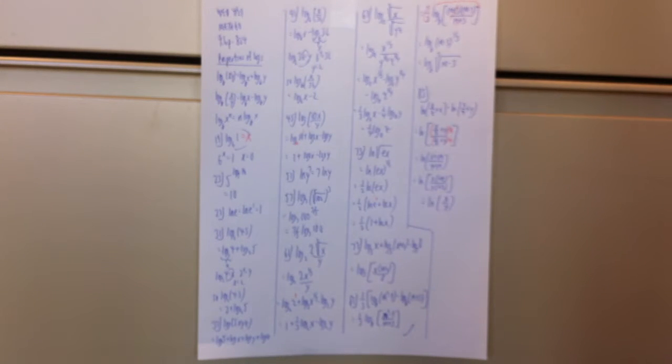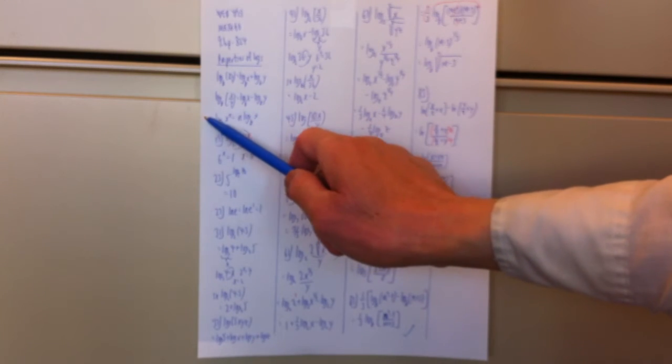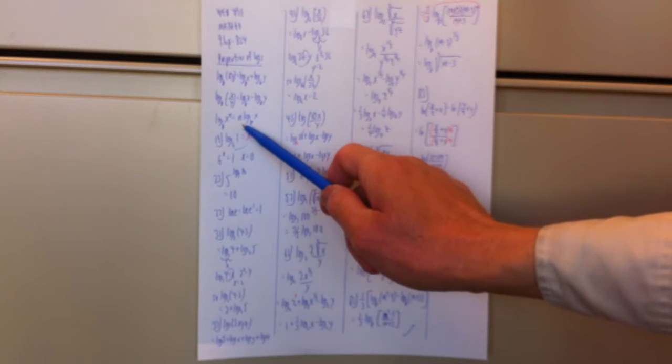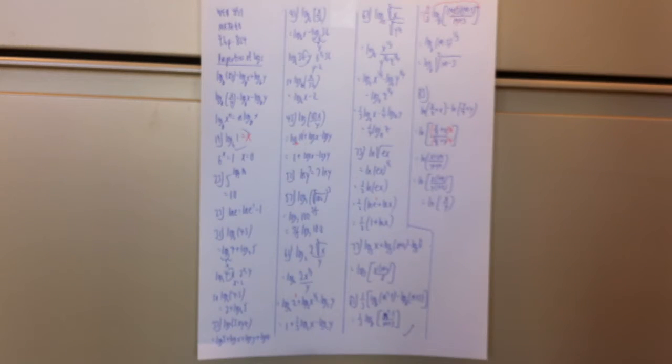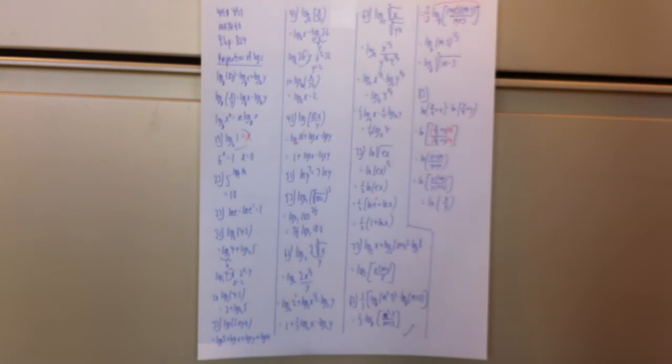And the third property of logs, log base b of x to the nth power, that n can come down in front, as you can see here, n log base b of x. And all three of these are reversible. In other words, it doesn't have to be going from left to right. It could be going from right to left, and some of the homework problems show that.